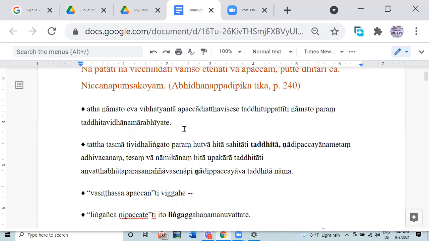Abbaja adi atta visese. So visesa here, as it says, modifies atta, the special meanings. So what are special meanings? Apacha, etc., or beginning with apacha, or offspring, or lineage, or descendant. So in the special senses beginning with apacha or descendant, taddhita arises. So taddhita takes place.